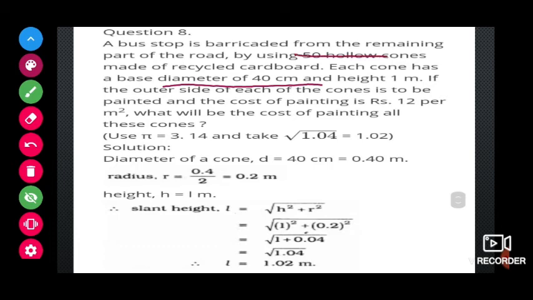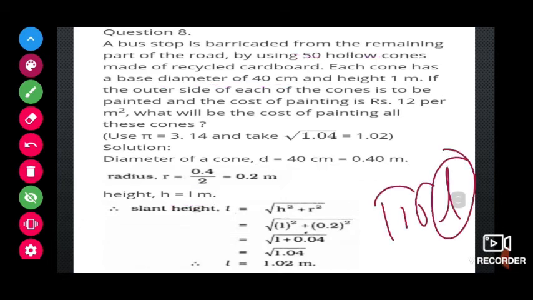Okay, totally 50 hollow cones are there, and for each cone they are giving the height as 1 meter and the diameter is 40 centimeter. So just write that diameter is 40 centimeter. Convert it into meter, 0.40 meter. Radius will be 0.4 by 2, 0.2 meter. Height is 1 meter. We cannot use height. We want the area. If I find the area, then only I can find how much cost it will take to paint that. So for that, the formula is pi R L.